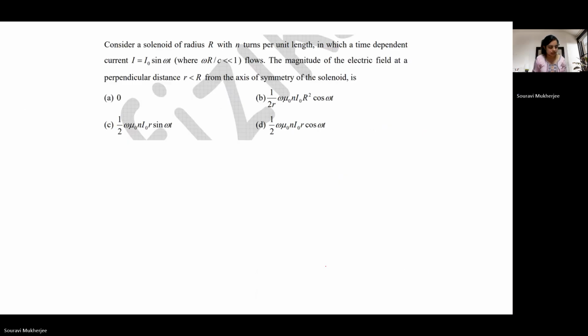Okay. So that's about the fundamentals of electromagnetic waves propagating in vacuum and how the equations come from, starting from Maxwell's equations. Okay.